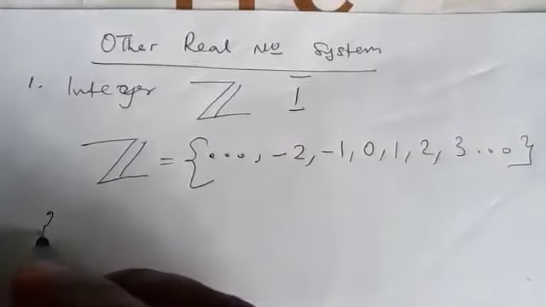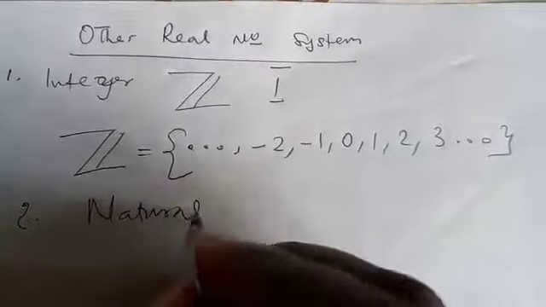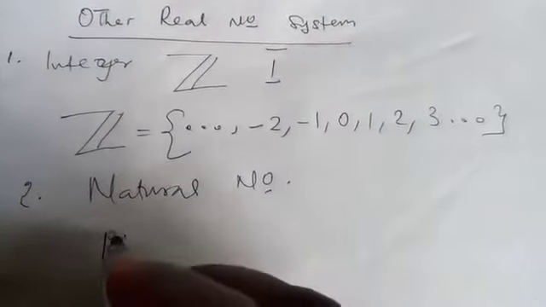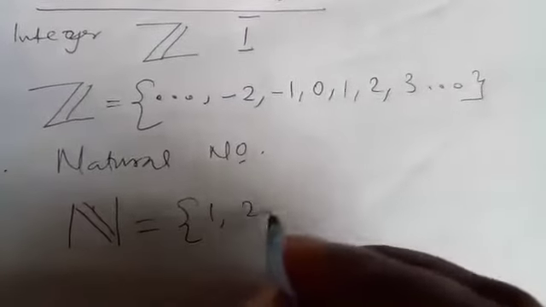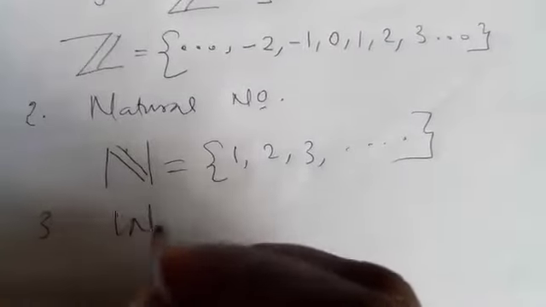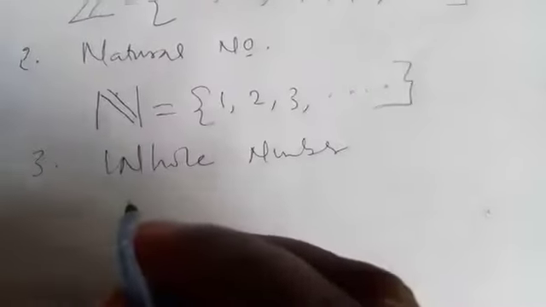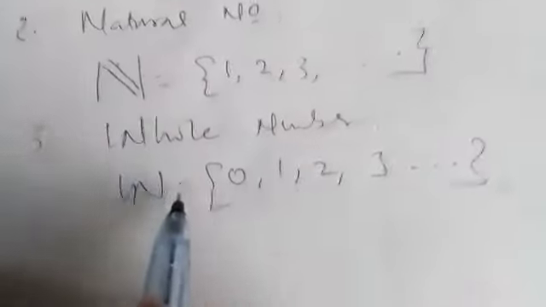Also, another one, we have natural numbers. Natural numbers are represented by this N. We start from 1, 2, 3, and so on and so forth. So that is the set of natural numbers. Another one is whole numbers. For the whole numbers, that is 0, 1, 2, 3. So natural numbers are a subset of it.